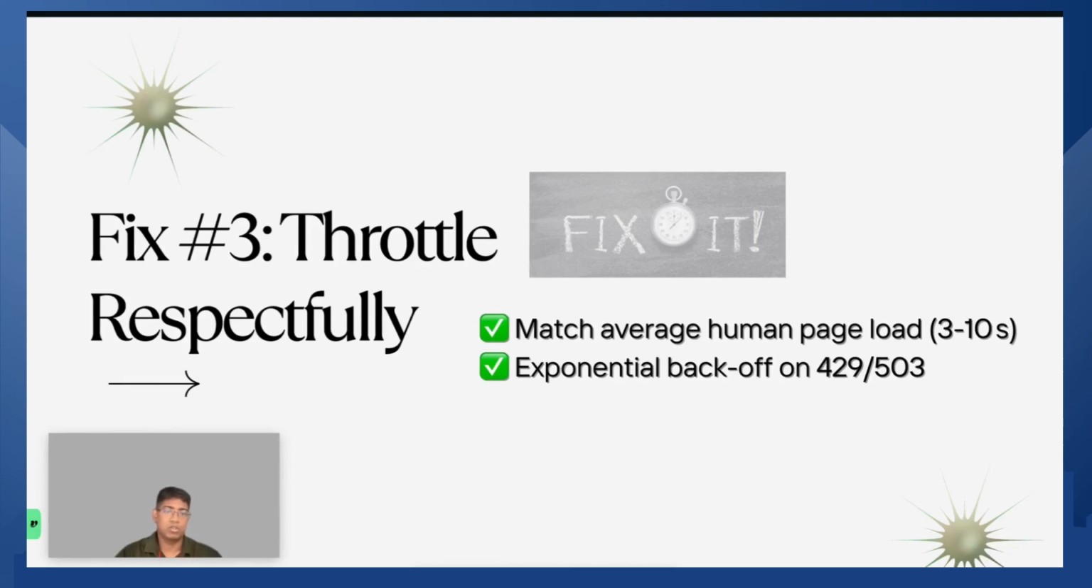The next thing is to throttle respectfully. It means that you actually have to add some delay between each successive request, like a human would. Unless you need data at huge scales, this is the best practice. It might take some time to get the data, but it will help you get the complete data.